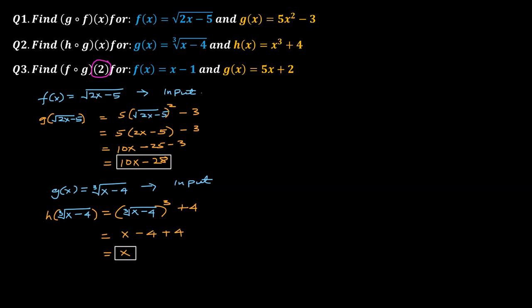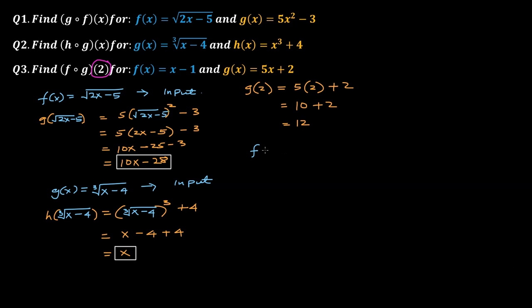Our inner function, g of x, takes 2, which equals 5 in brackets 2 plus 2. It's that simple. So we put 10 plus 2, hence it equals 12. So g of 2 equals 12. Now remember, g of 2 is our input to f of x. So it becomes f of g. So let's go ahead and work it out.